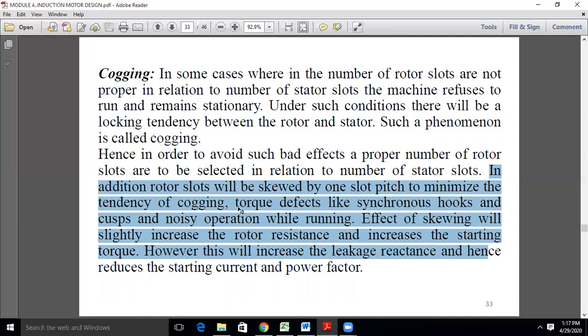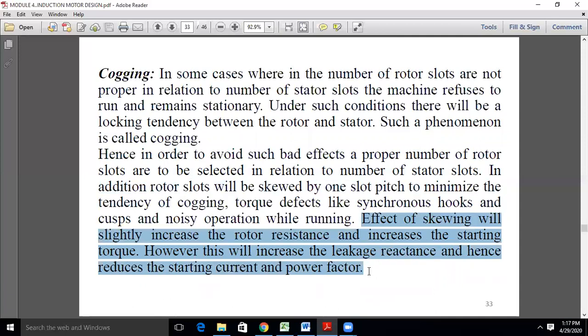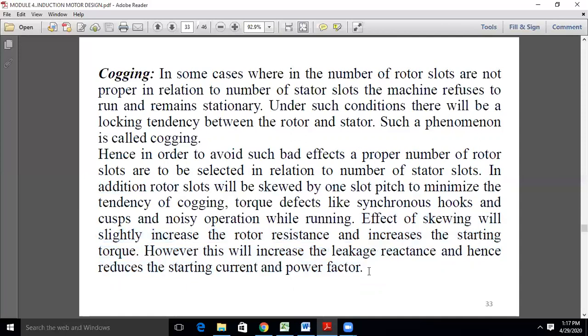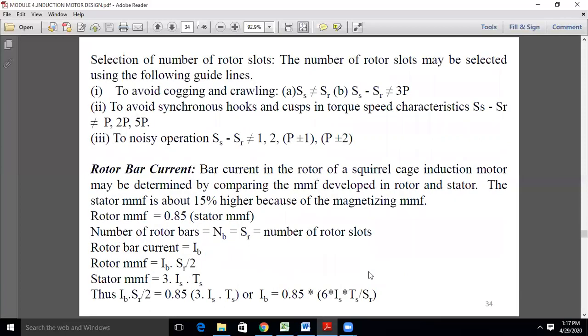This also helps with torque defects like synchronous hooks and cusps, and noisy operation while running. The effect of skewing will slightly increase the rotor resistance and increase the starting torque. However, it will increase the leakage reactance and reduce the starting current and power factor. Hence we can operate the induction motor very efficiently.